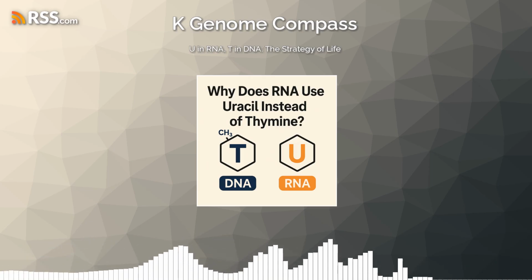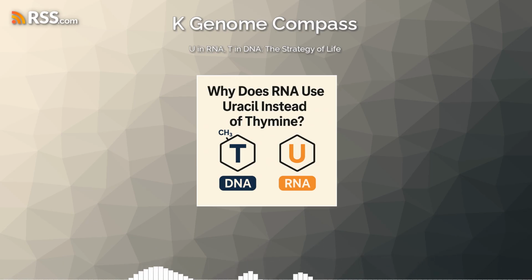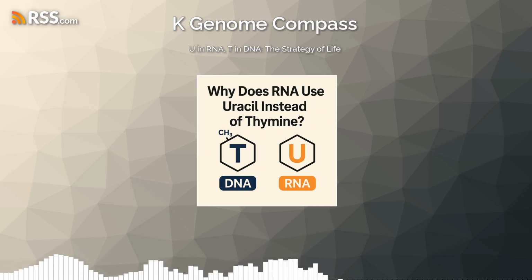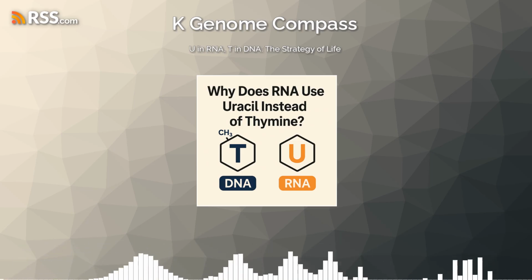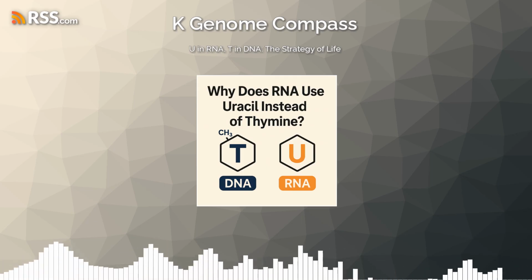If U is a normal letter, how would it tell if this U was supposed to be there or if it was actually a damaged C? Exactly. It would be completely indistinguishable. A damaged C would just look like a regular U. That sounds like a recipe for disaster for keeping the code accurate. It's a nightmare for error correction.